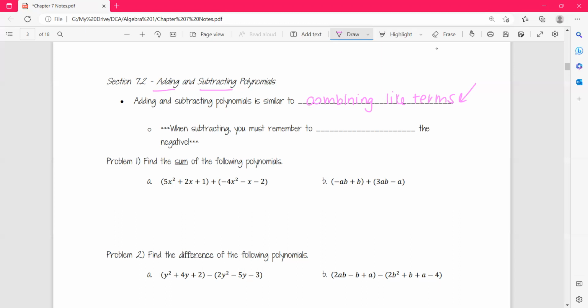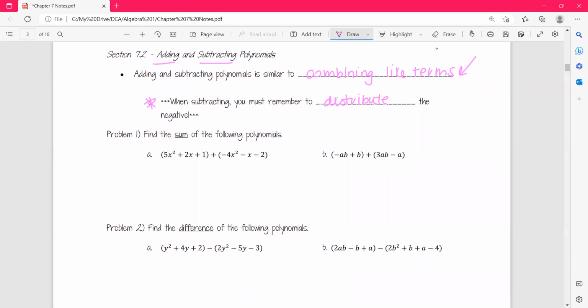A big thing that we need to remember, and we always get messed up on, is when we subtract, you must remember to distribute the negative, okay? And that's going to be a common mistake that I see a whole bunch. And so we're just going to be careful. When we subtract polynomials, remember to distribute the negative to the second polynomial. That's really important. The polynomial that we're subtracting.